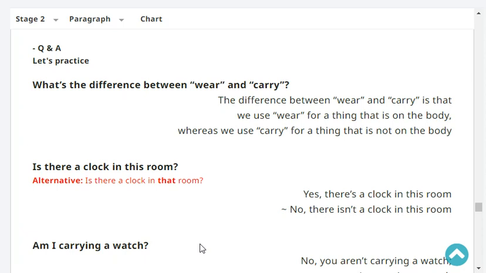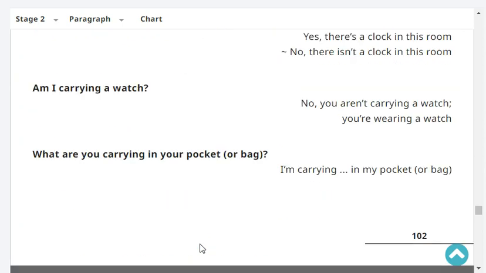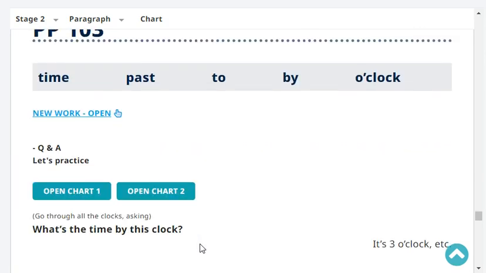Is there a clock in this room? Yes, there's a clock in that room. Very good. Am I carrying a watch? No, you aren't carrying a watch. You're wearing a watch. Very good. What are you carrying in your pocket? I'm carrying my mobile phone in my pocket. Very good.